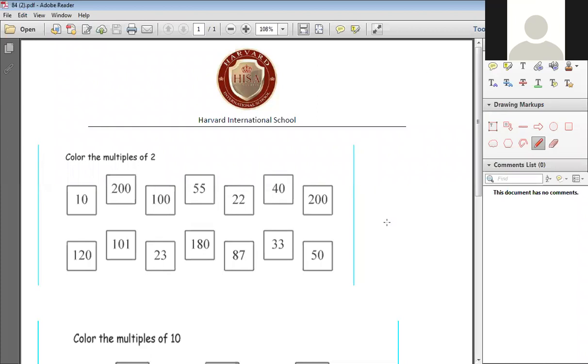Okay, so let's start. What about the 0? Is the 0 an even number or an odd number? The 0 is an even number. So what about the 10? The 10 is what? Multiple of 2? Yes, why? Because it is an even number, right?